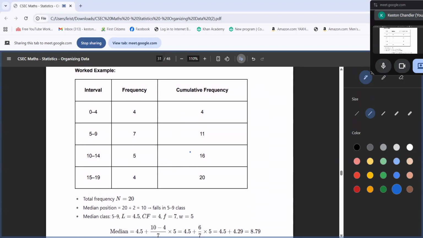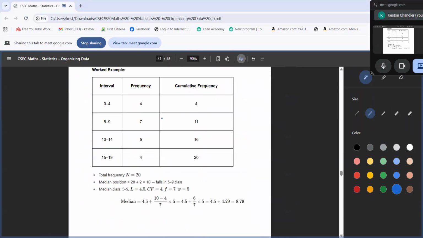So here's a worked example. These are the intervals, these are the frequencies. We create a cumulative frequency column. So the cumulative frequency, the last value here is actually my total frequency. So if I divide 20 by 2, because N, which is my total frequency, is 20, I will get 10. So I am looking for where the 10th position would lie based on my cumulative frequency. Up until this point, we only have 4 data values. Here we have 11, so it means my 10th position will be somewhere right here. So this is my median class.